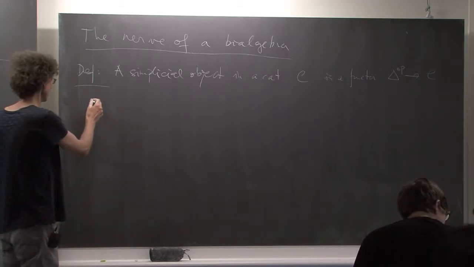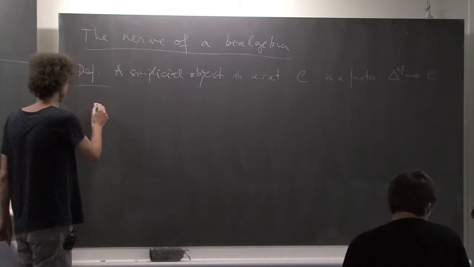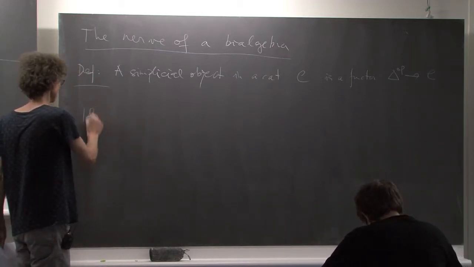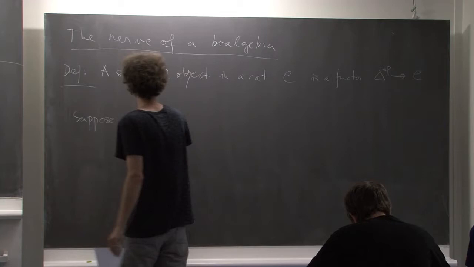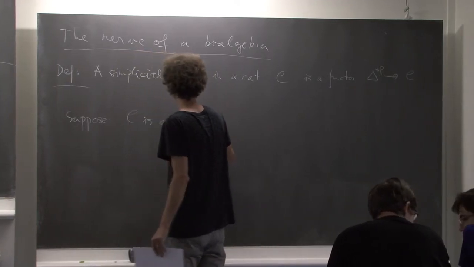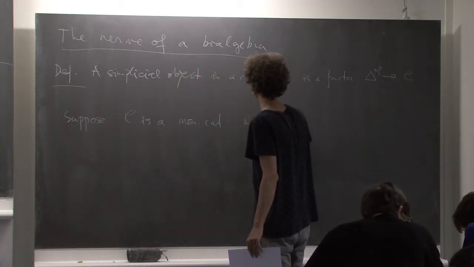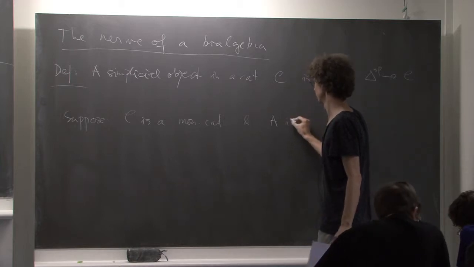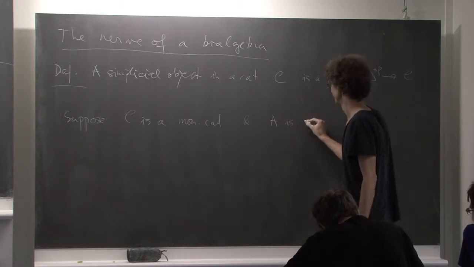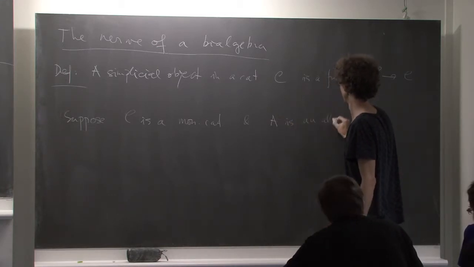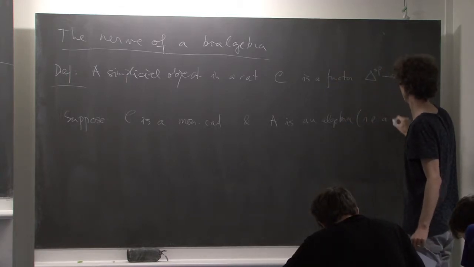So let's start in this way. One thing that can be easily mimicked with this construction of the nerve is that, suppose now that C is a monoidal category, and A is a monoid in this monoidal category, or what I call an algebra.